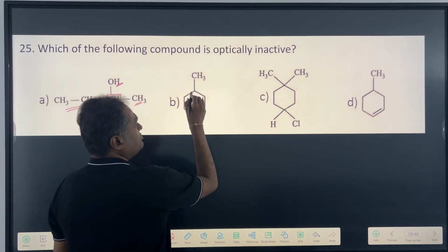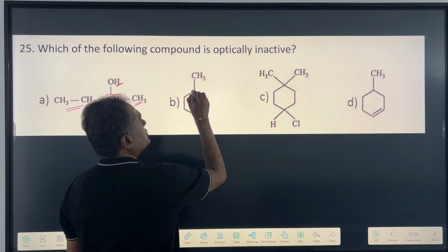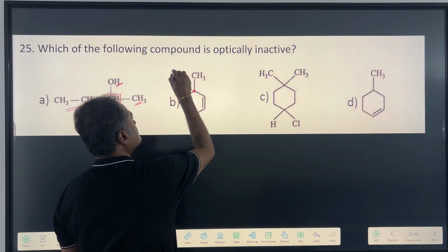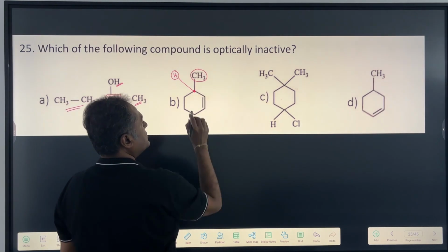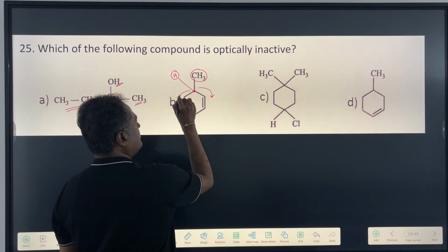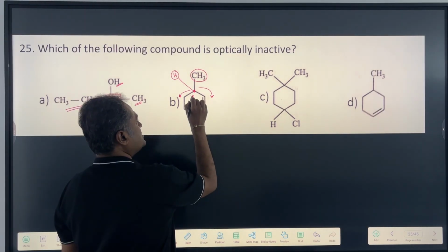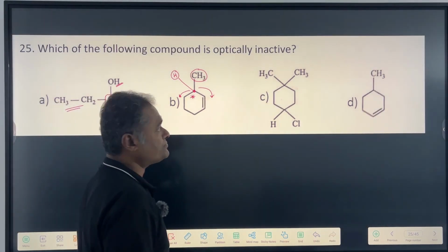Now when you come to this example, child, if you check this carbon atom, yes, you have got one H, one CH3. Now as you come on this side, you have got a double bond, and as you come on this side, you have got a saturated carbon. You have got all four different groups over here also. This is chiral, so it will show optical activity.